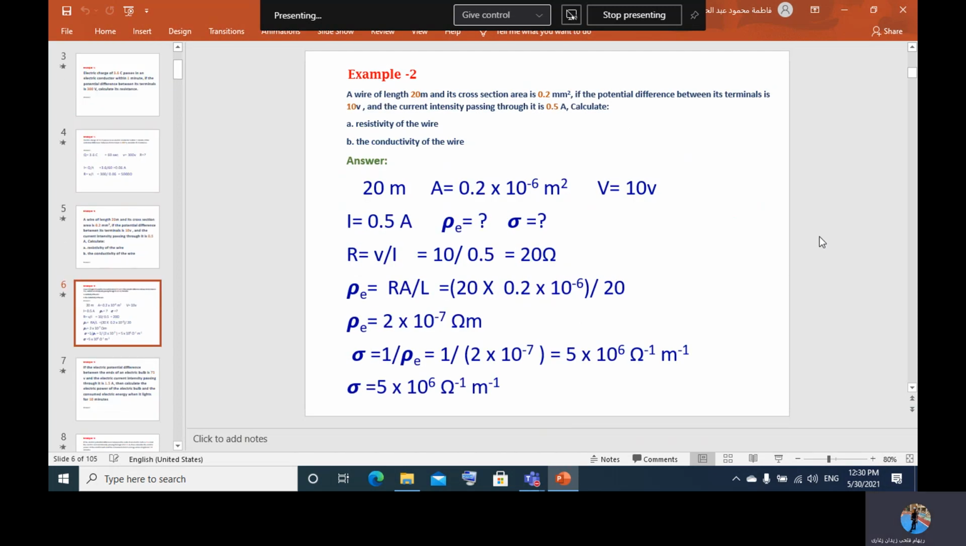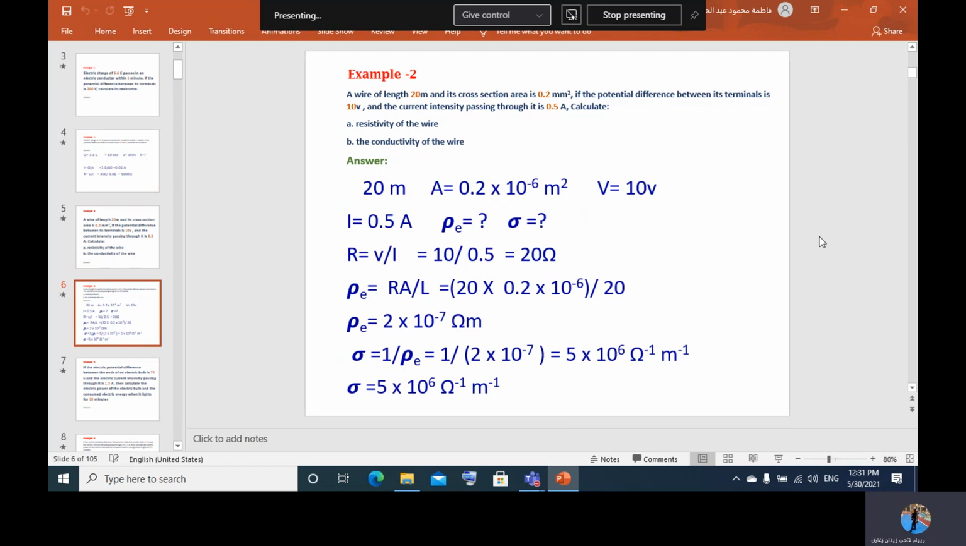So we start here for putting the answers. We have here the length 20 meter. And the cross-section area is 0.4 times 10 to the power of -6 meters squared. Now, converting millimeter into meter, all we have to do is multiply by 10 to the power of -3, and I have power 2, so 2 times 3 equals 6. So I convert from millimeter squared into meter squared just by putting 10 to the power of -3, but we have the bracket outside is power 2, so this gives me -6. So A is 0.2 times 10 to the power of -6 meter squared.